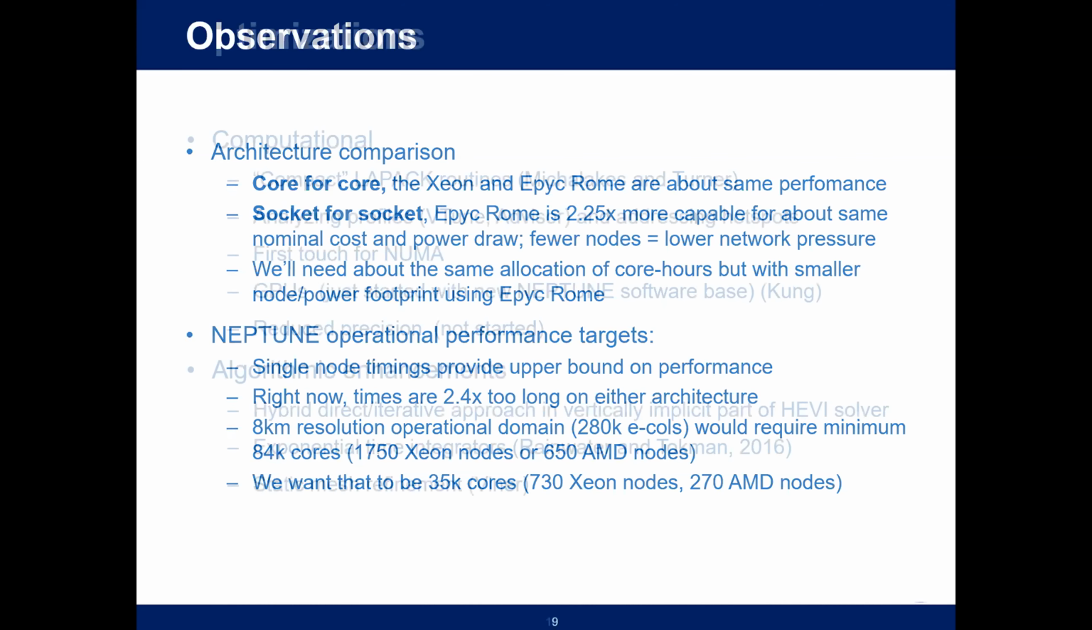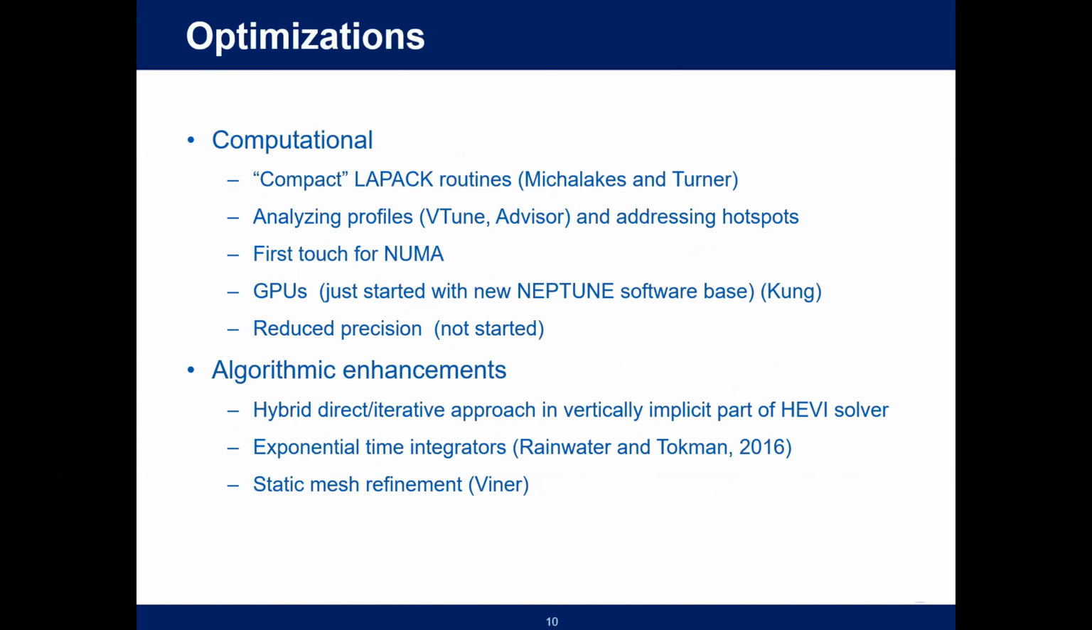So the work ahead, computational optimizations. I'm going to show you some work we've done to do compact implementations of the LAPACK routines. Just the ad hoc things that you always do when you're analyzing code, use profiles, in this case VTune and Intel's Advisor, to find and address hotspots. There was a first touch NUMA optimization that we came up with that actually has the biggest effect when you're running on large numbers of threads as opposed to large numbers of MPI tasks on a node.